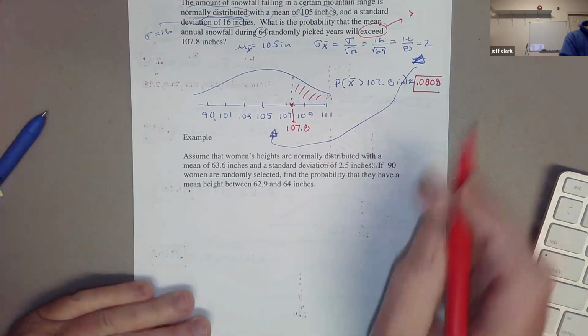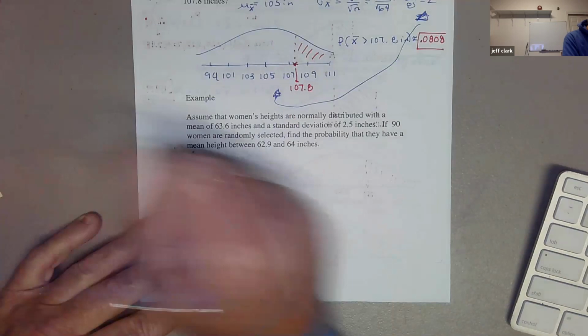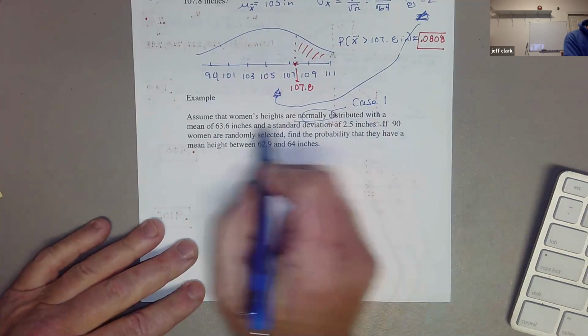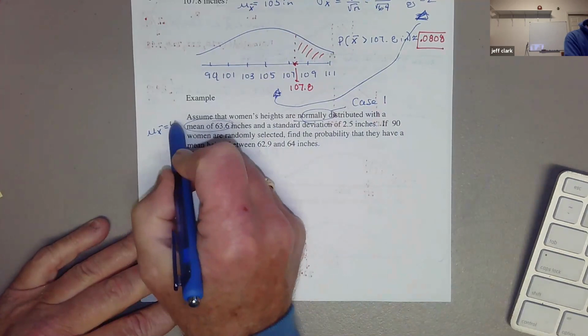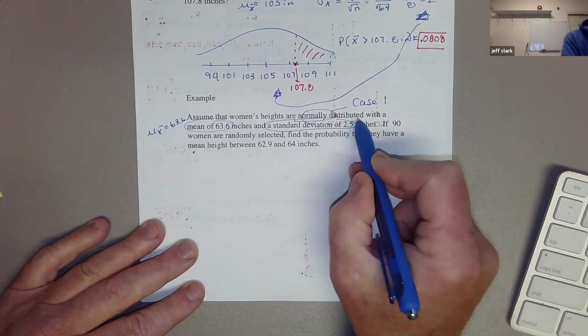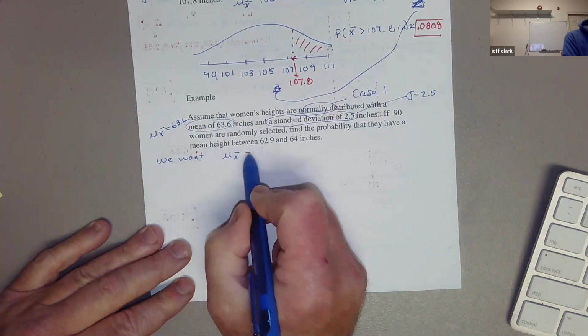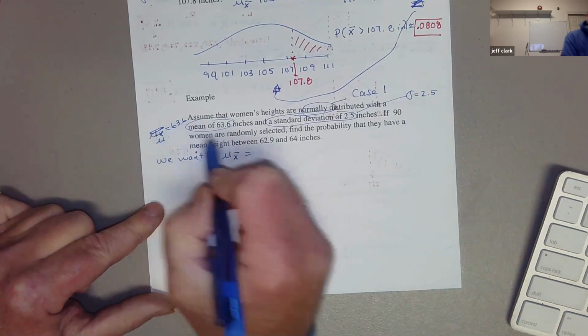Okay, next problem. Assume women heights are normally, oh, it says normal again. So this is a case one, because it says normal. We can do it. Okay, there's your mean. So mu sub x bar is equal to 63.6. Okay, this standard deviation right here is sigma equals 2.5, but we want mu sub x bar, which is still, my mistake here, this is mu, that's given. We want mu sub x bar, which is mu.